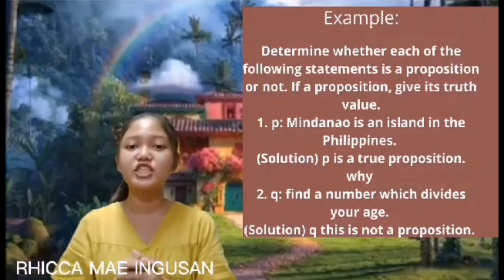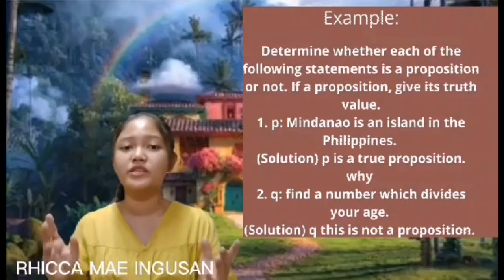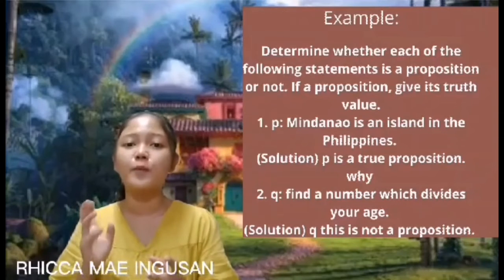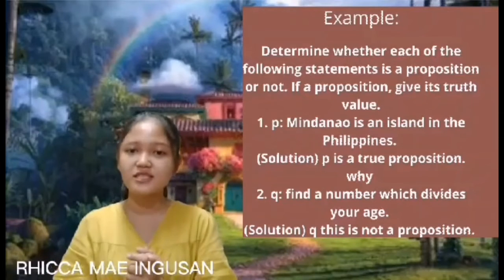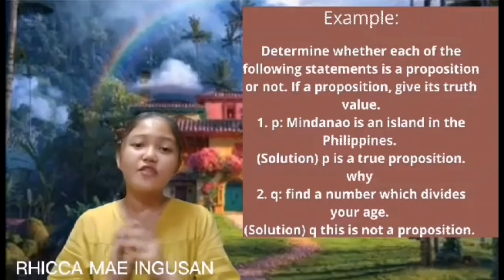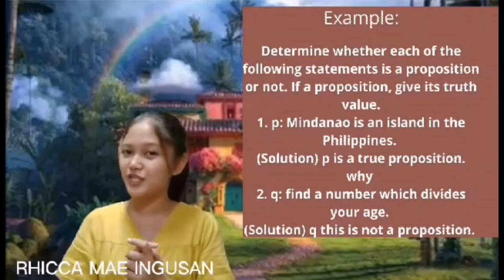Number 2, proposition Q: Find a number which divides your age. This is not a proposition, because this statement is an example of an imperative sentence. Therefore, it's not a proposition.